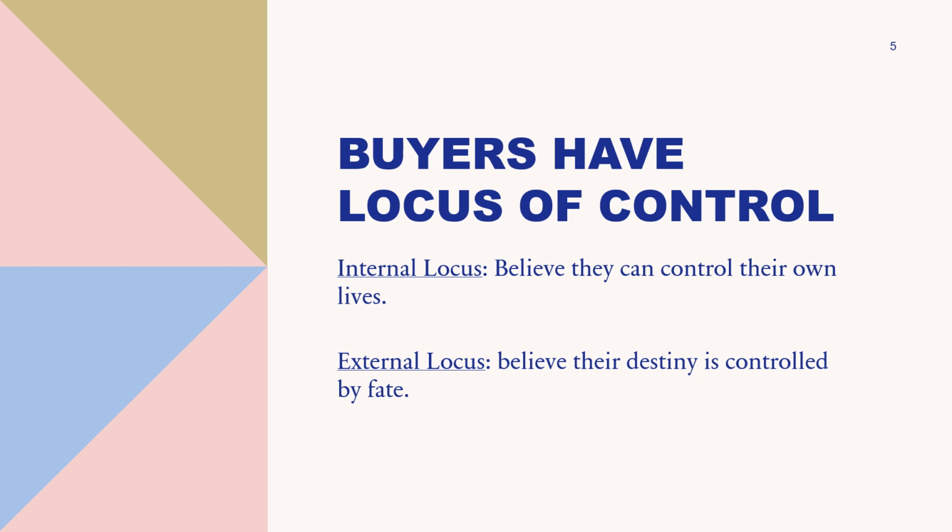On the other hand, there's the buyers with the external locus, and they believe that their destiny is controlled by fate and that they don't really have a lot of control over anything. And so they're much more willing to do less research or spend without thinking about it quite so hard. So it's just the two different kinds of personalities or mindsets that consumers have when they start looking at products.